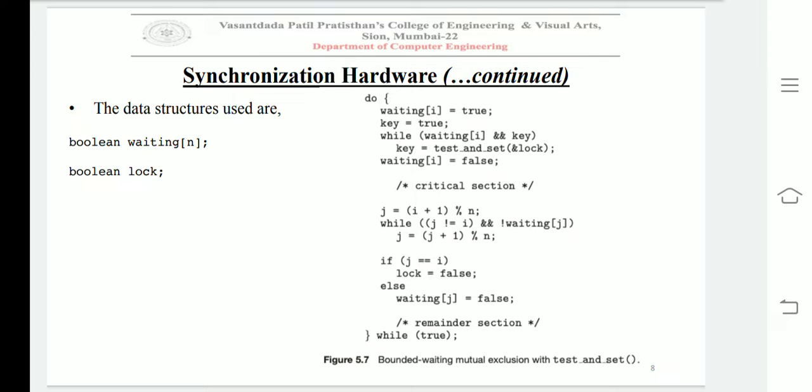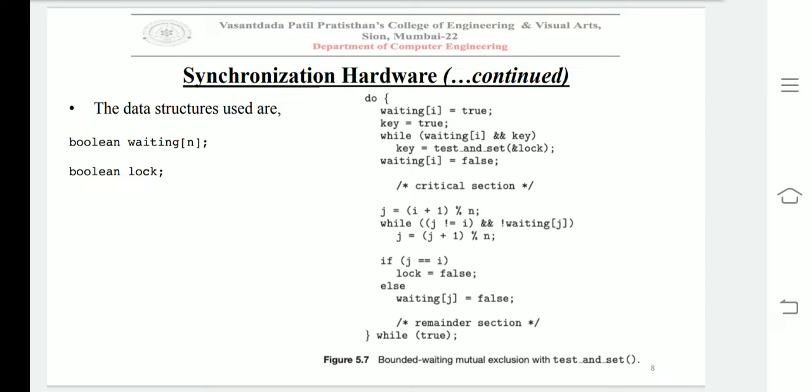The data structure is given here. It is initialized to false. Now we will prove that the mutual exclusion, progress and bounded waiting requirements are satisfied. For the first, mutual exclusion: a process can enter the critical section only if either waiting[i] equals false or key equals false. The value of key can become false only if the test and set instruction is executed.